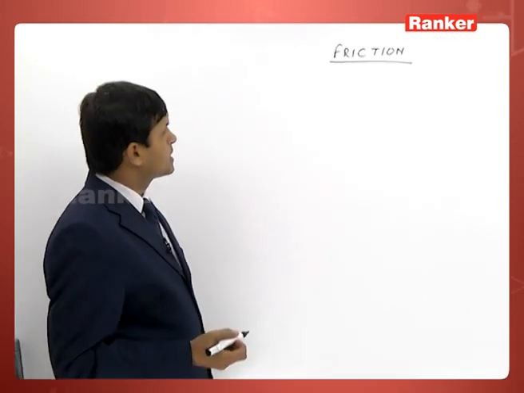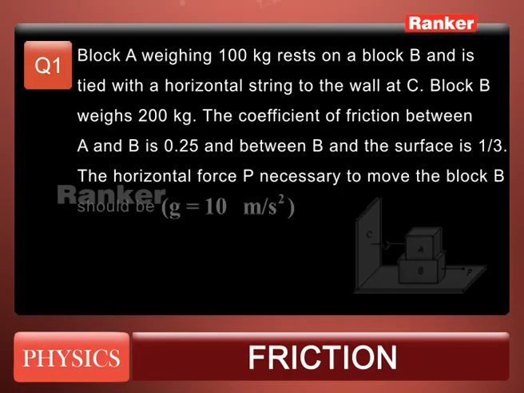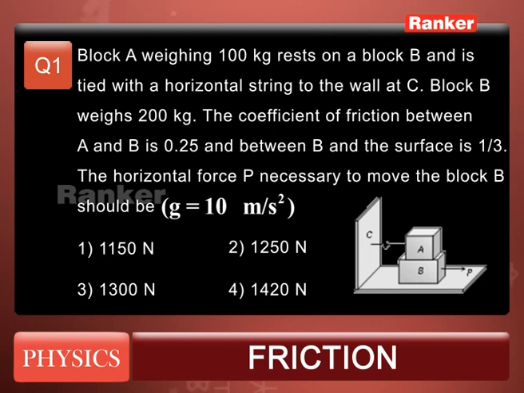So now today we will start with some examples based on friction. So let's see question number 1. A block A weighing 100 kg rests on a block B and is tied with a horizontal string to the wall at C. The block B weighs 200 kg. The coefficient of friction between the block A and B is given as 0.25 and between B and the surface is given as 1/3. The horizontal force P necessary to move the block B should be.